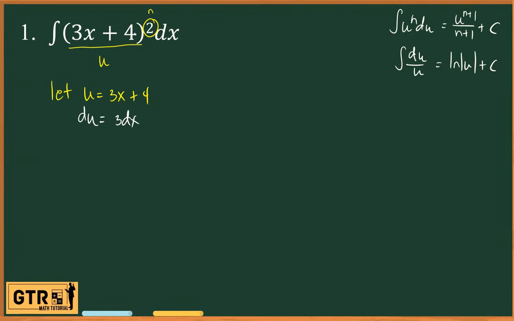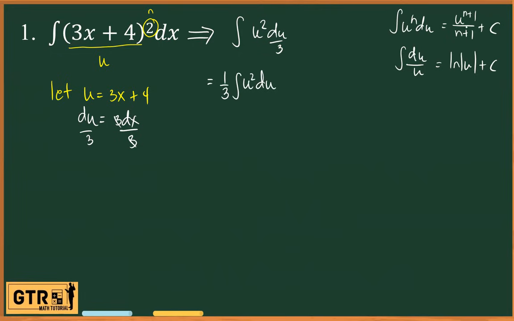Okay, then by substitution, we let u as 3x plus 4, so this will become u squared, and then we have dx. We need to solve for dx, so divide both sides by 3. Therefore, we have dx is equal to du over 3. So we have the integral of u squared times du over 3. We have constant 1/3, so we just move this outside the integral symbol. Therefore, we have 1/3 integral of u squared du.